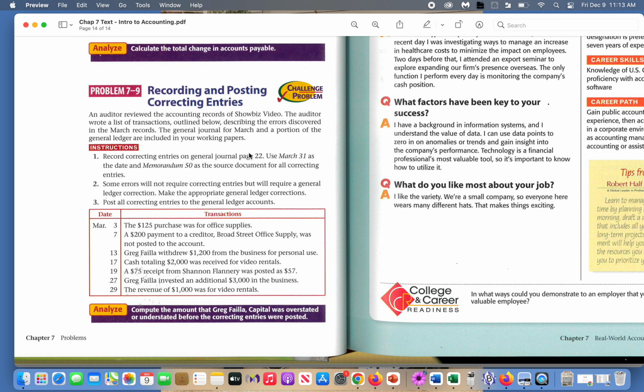Okay. Next one. March 7th, a $200 payment to a creditor, Broad Street Office Supply, was not posted to the account. Let's check it out. So it means it was journalized. Yep. Broad Street Journal, Cash and Bank, 200. Okay, well, it shows we posted. I saw a lot of students doing this.